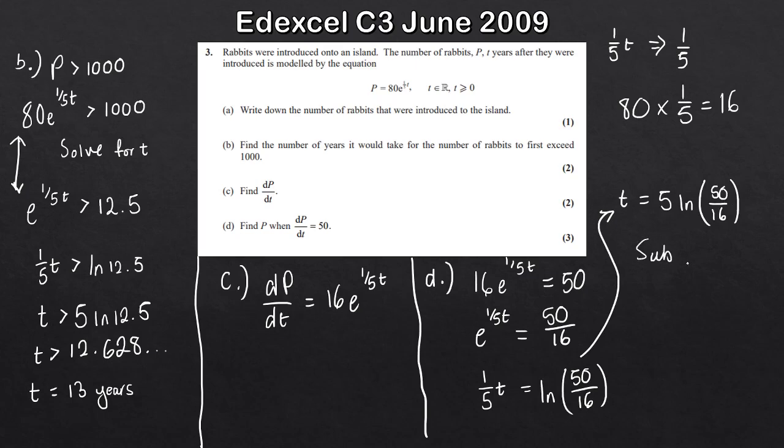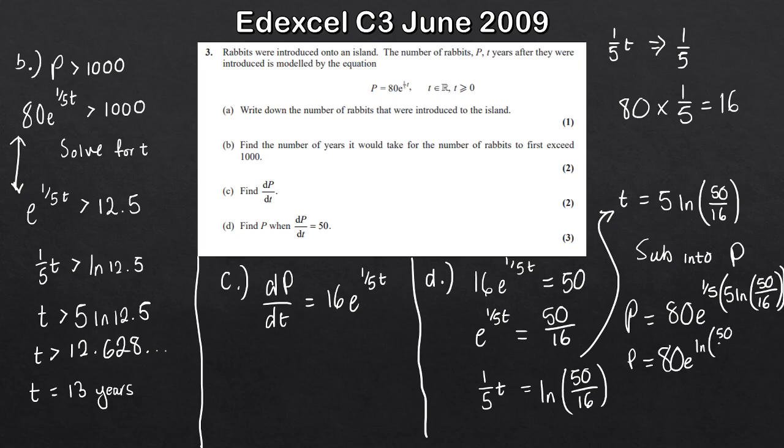And now all we do is we substitute this t value back into p. So all I'm going to do then is work out p as being 80e to the 1 over 5t, where t is 5 ln 50 over 16. Kind of run out of room just at the very end there, but hopefully you can still make it out. So if I do 1 over 5 times the natural logarithm, this will just give me the natural logarithm of 50 over 16. So the 1/5 and the 5 will just multiply to give me 1. This is 80e to the ln 50 over 16.